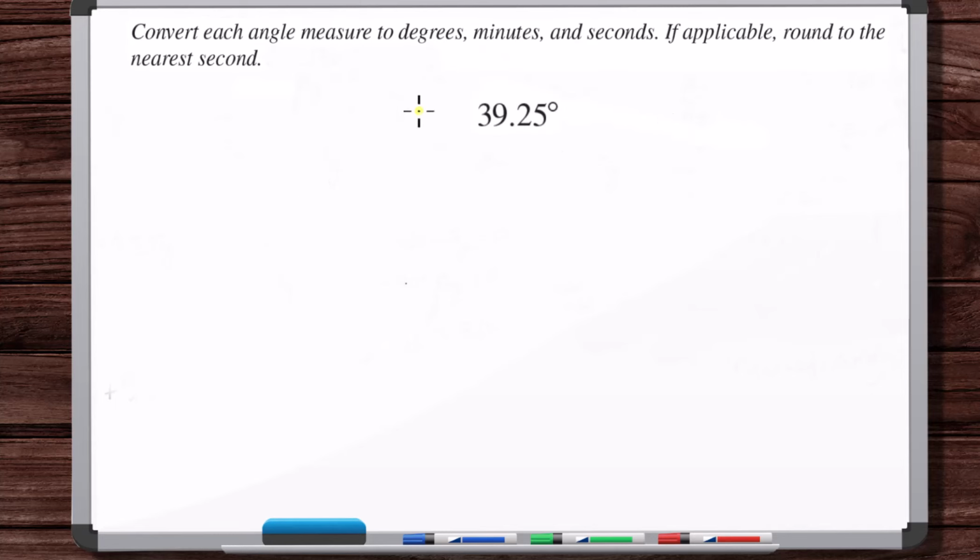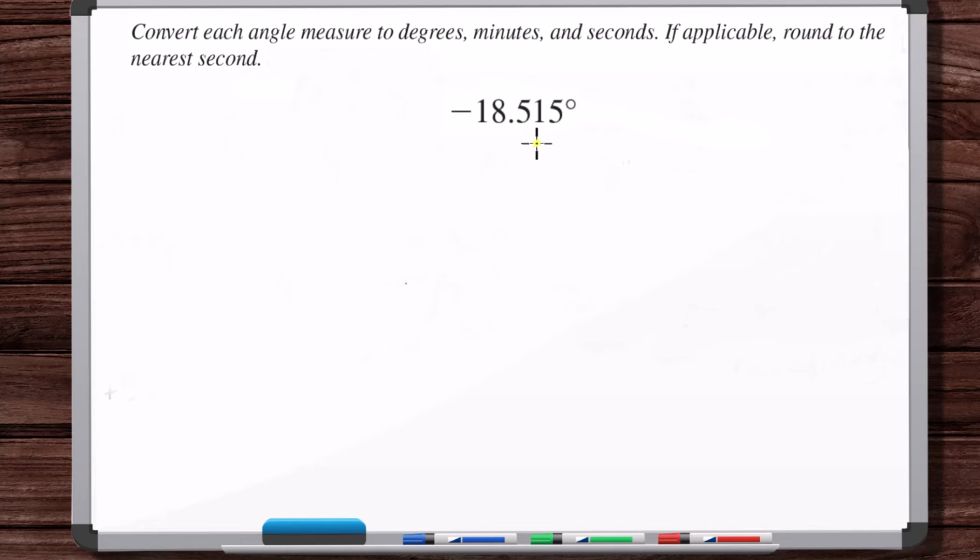Okay, now we're gonna go the other direction. We want to convert the decimal to minutes and seconds, and if applicable, round to the nearest second. So, all right, we've got 39, and then 0.25 of a degree. That's a quarter of a degree. And so if a degree is 60 minutes, then that means we've got 15 minutes. So 39 degrees, 15 minutes. And then 0 seconds. There's no seconds. There's no fraction of a minute here.